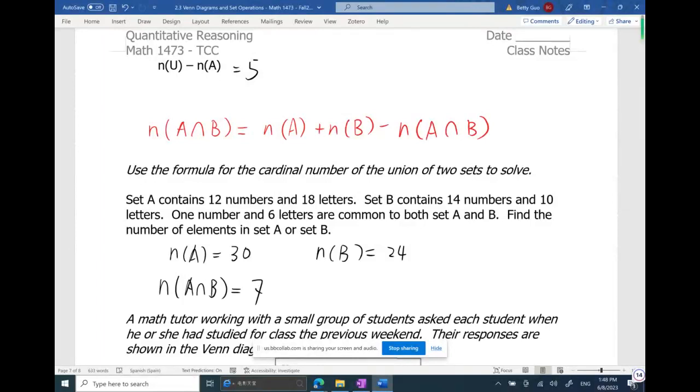Find the number of elements in set A or set B. So we are looking for cardinal number of A or B. And that is cardinal number of A plus cardinal number of B minus the cardinal number of A and B. Very straightforward. 30 plus 24, 54. 54 minus 7 is 47, right? Or 30 minus 7 is 23. 23 plus 24 is 47.